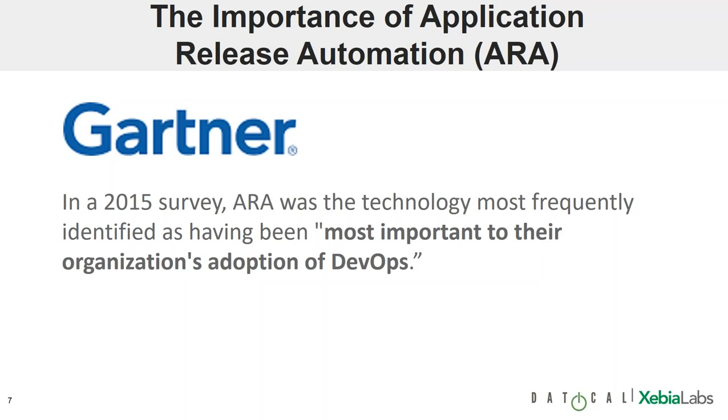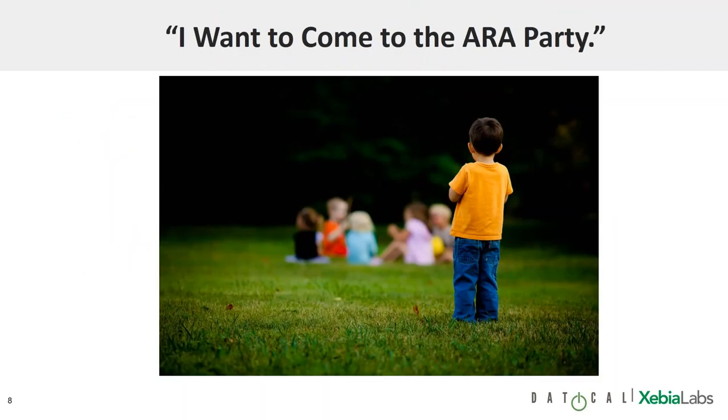Gartner came out with a survey, actually not recent, 2015, showing that ARA is one of the most important technologies that has been identified to get the adoption of DevOps started in an organization. So it shows you there's this move towards getting DevOps. What is the real driving factor with ARA? I would look at the market, and certainly at our customers, and they're getting it. They realize that they have got to move and adopt application release automation.